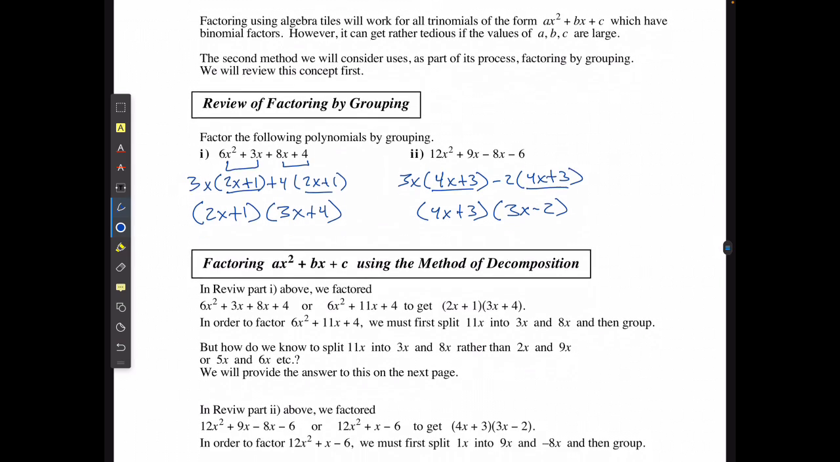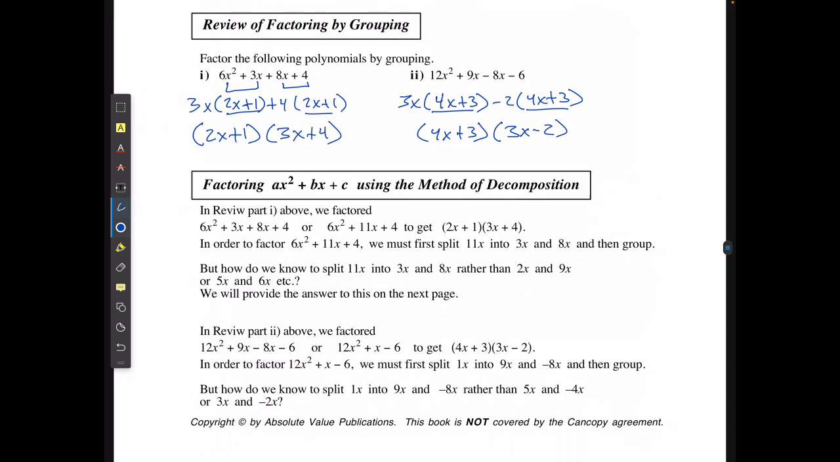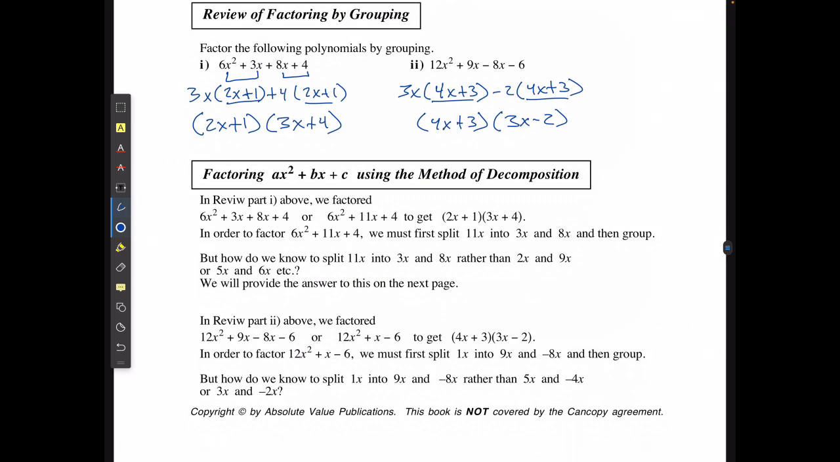Now, when I am factoring by decomposition, decomposition means I'm doing the exact opposite process of what I would be doing if I use the distributive property to multiply out and combine terms. And we can see that we need to, for all of these, do something like a 6x squared plus 11x plus 4.